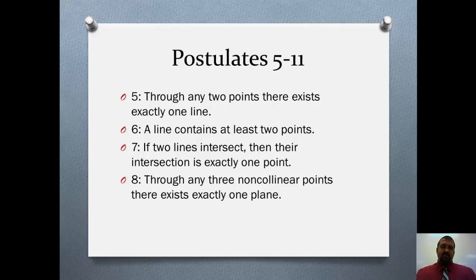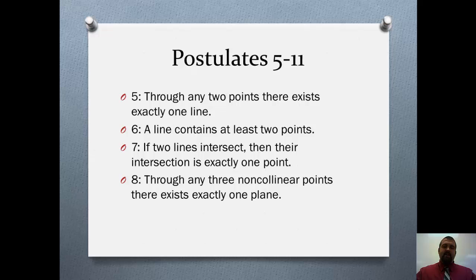The opposite is also true. If I had a line, there's at least 2 points on this line. Yeah, there should be an infinite number, but a line contains at least 2 points. That's what postulate 6 says. Postulate 7, we've already talked about the intersection of 2 lines. If 2 lines intersect, they intersect at one point. That's what postulate 7 allows me to say.